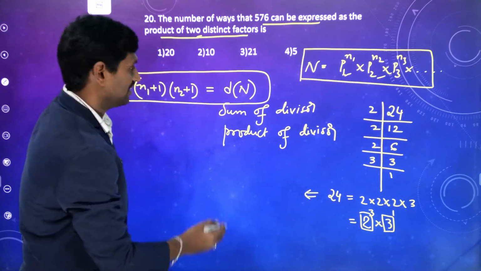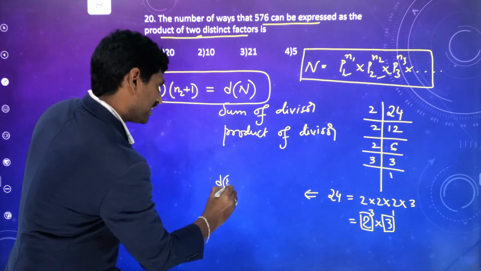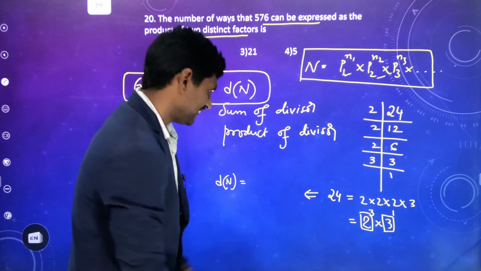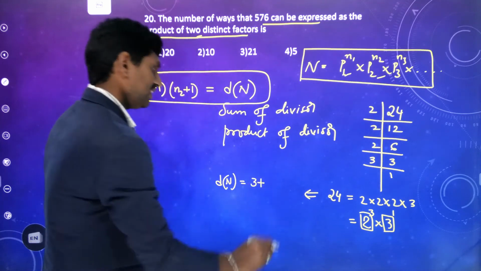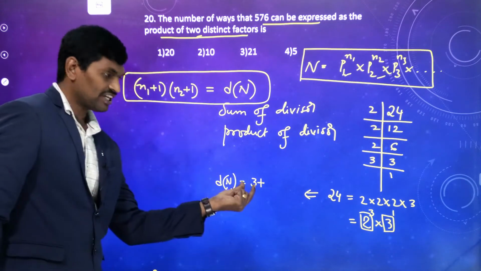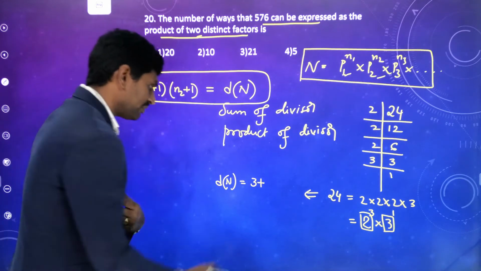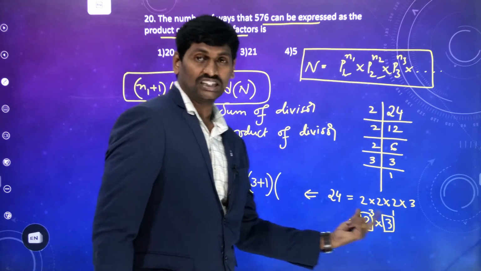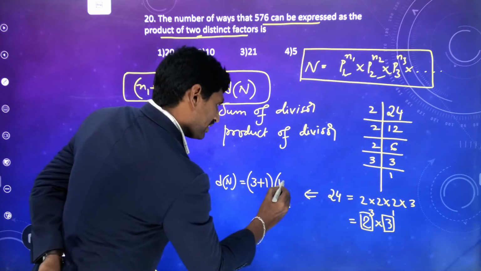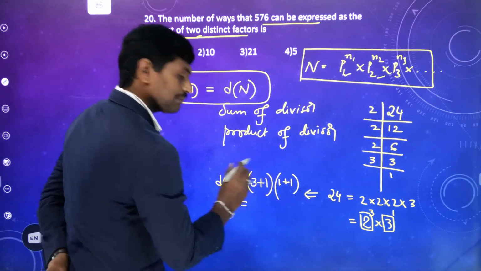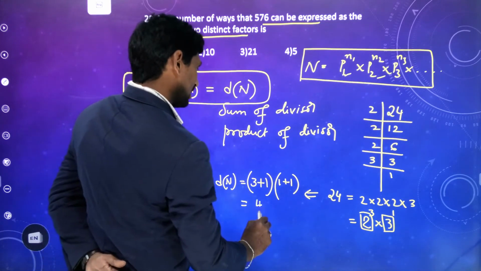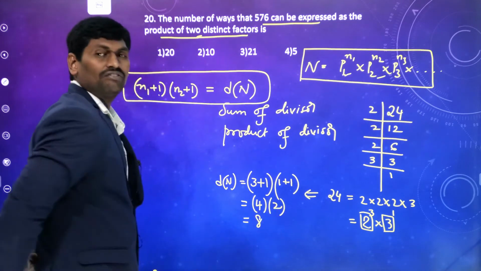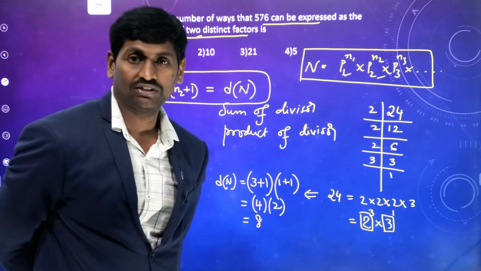Number of divisors for 24: what is the exponent of the first prime number? It is 3. So in the place of n1, we apply 3, so n1 plus 1 means 3 plus 1. In the same way, the second prime number 3 has exponent 1, so 1 plus 1. That is 3 plus 1 is 4 and 1 plus 1 is 2, and 4 times 2 is 8. So the total number of divisors, or factors, for 24 is 8.